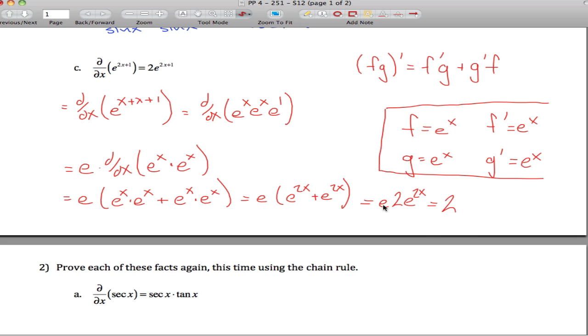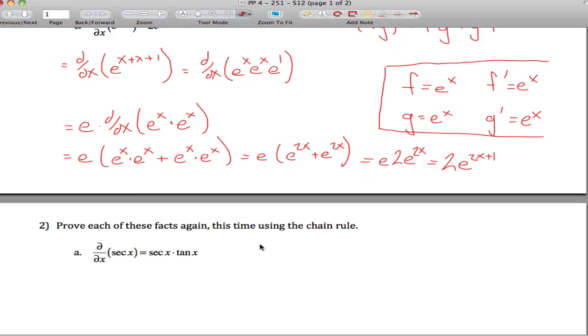What I have here is 2 e times e to the 2x. I have the same base, so I can add the exponents. This is e to the 1, this is e to the 2x, so I get e to the 2x plus 1. So what I have is the derivative of e to the 2x plus 1 is equal to 2 e to the 2x plus 1 using the product rule.